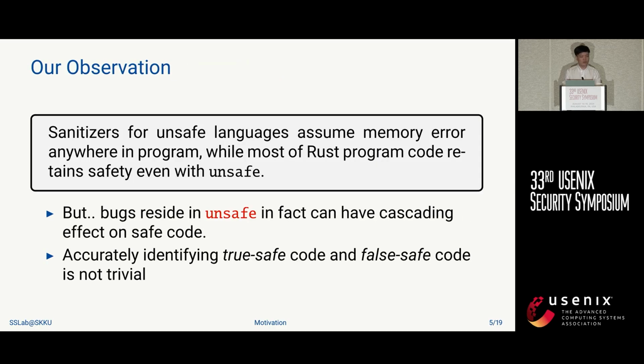And here's the motivation for our work. Our observation is that most Rust programs still retain safety guarantees even in the presence of unsafe Rust. The question is, can you accurately identify such safe parts of a program to exempt them from costly sanitizer checks? As we'll exemplify with the following example, safe code can be divided into two types. On the one hand, it is never affected by or interacting with unsafe code and retains its safety. On the other hand, it may be affected by unsafe and becomes unsafe too. We call the latter false safe code.